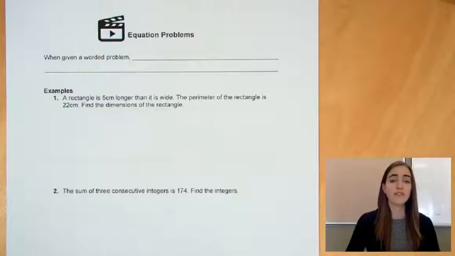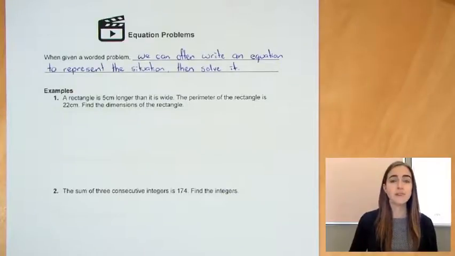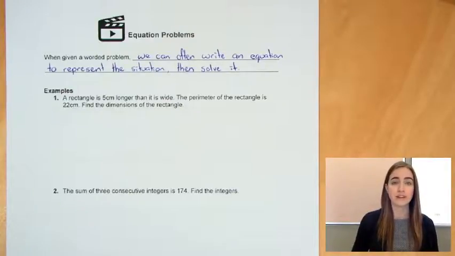In this video, I want to have a look at problems that involve equations. So when we're given a worded problem, we can often write an equation that represents the situation and then solve it to help us solve our problem. So our first example says a rectangle is 5 centimeters longer than it is wide. The perimeter of the rectangle is 22 centimeters, and we're asked to find the dimensions of the rectangle.